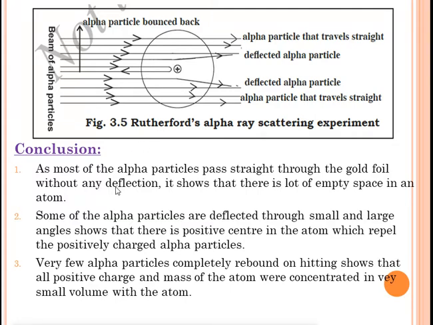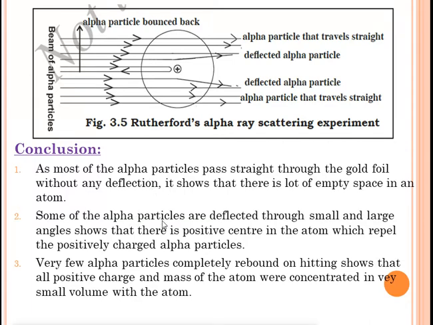Now, what are the different conclusions which he made by performing this experiment? The first point is, as most of the alpha particles pass straight through the gold foil without any deflection, it shows that there is a lot of empty space in an atom. We can see that most of the alpha particles are traveling straight, means they are passing through the gold foil in a straight line. So he concluded that a lot of space is there in an atom, means in the atom much space is empty. So that's why the alpha particles can pass through the gold foil.